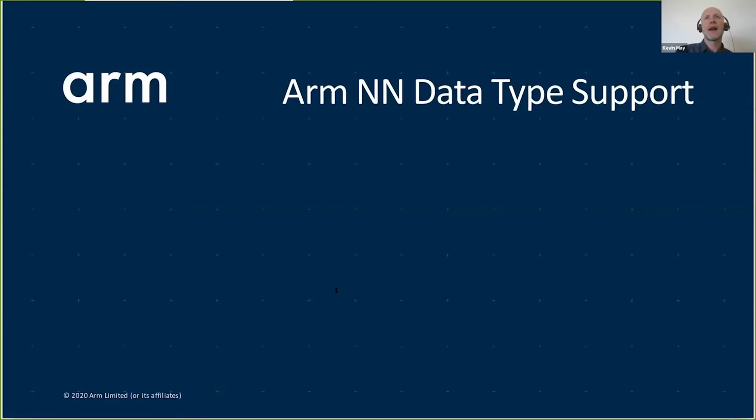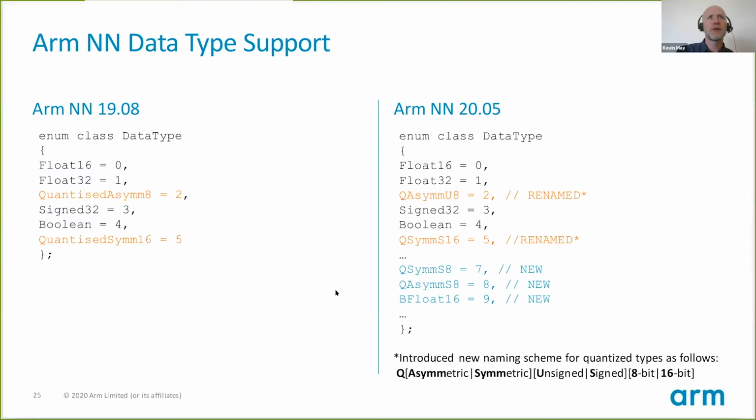So the next feature is the data type support. In 2005, we added some new data types and we renamed some data types. The existing data types we had were quantized ASIM8, which has been renamed to QASIM U8, quantized asymmetric, unsigned, 8-bit, and quantized SIM16, which would be QSIM S16. And then we added these two new data types, QASIM S8 and QSIM S8, and then the bfloat16. So let's have a look at those.